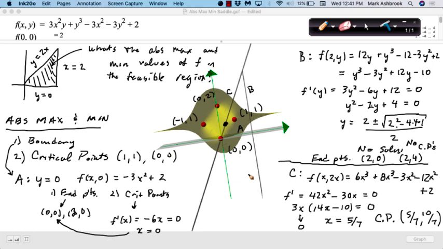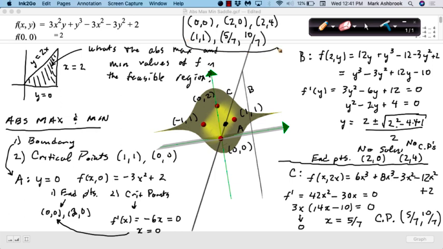So then, here's our master list. 0, 0, 2, 0, 2, 4, and then 1, 1, the critical point inside the physical region, and then we only had one critical point here, 5/7, 10/7. So there are your candidates for absolute max and min: critical points and boundary points.